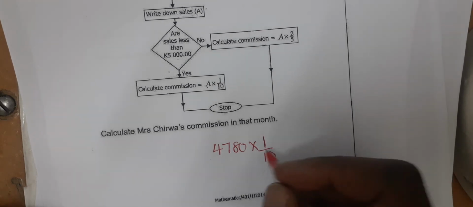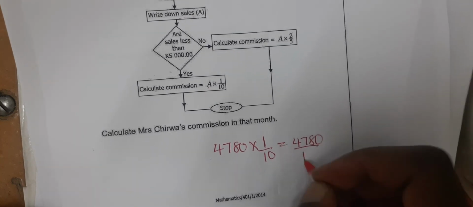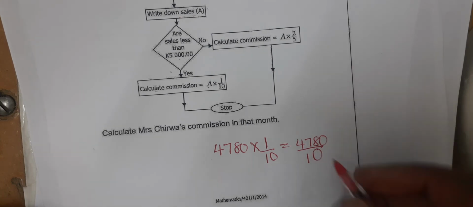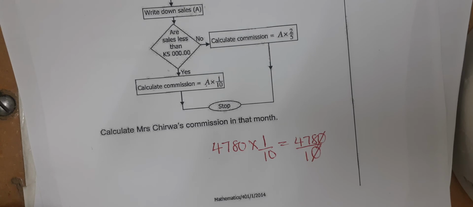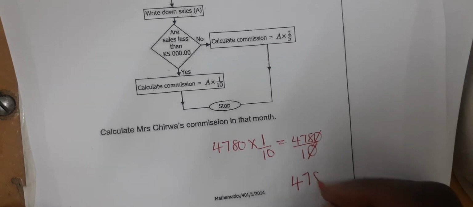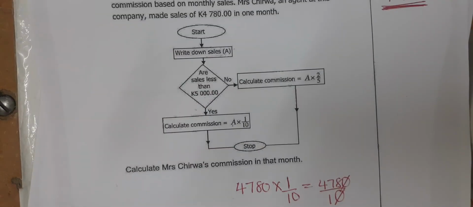Or we are actually going to say 4,780 divided by 10. That's what we're going to do. And when you divide, what do you get? It's as simple as that. So the amount is going to be 478. That is going to be the amount.